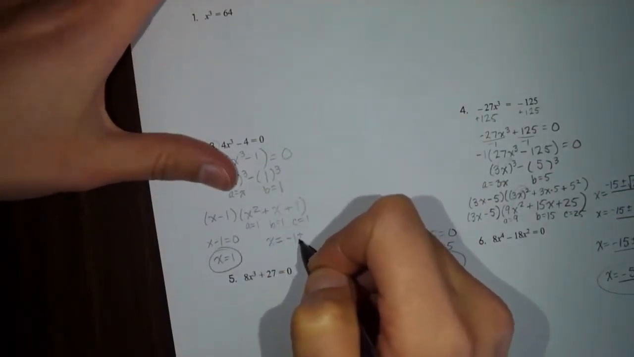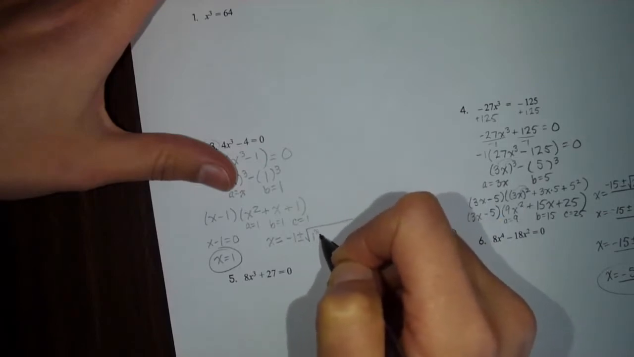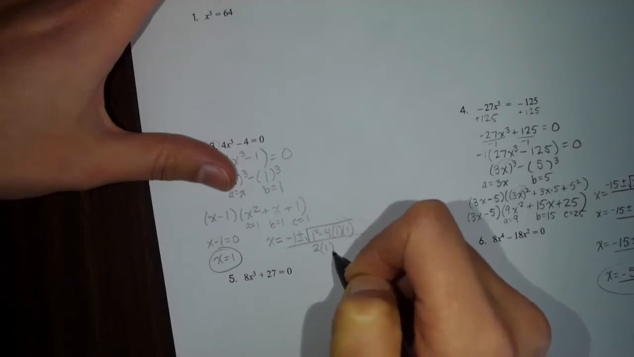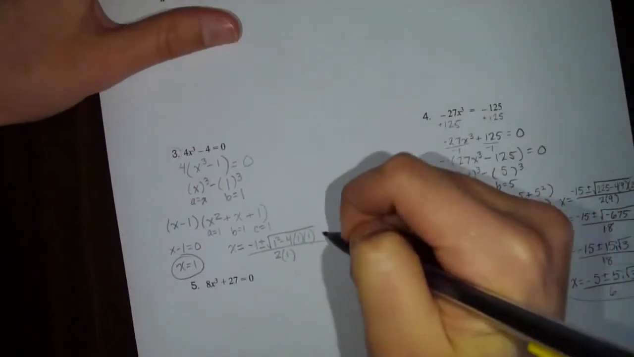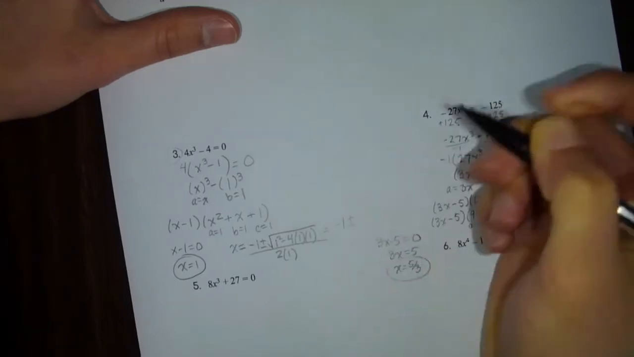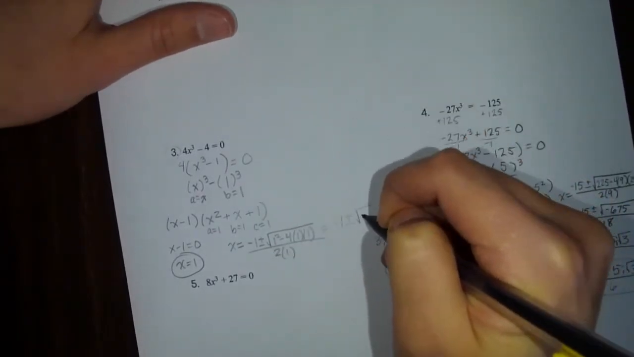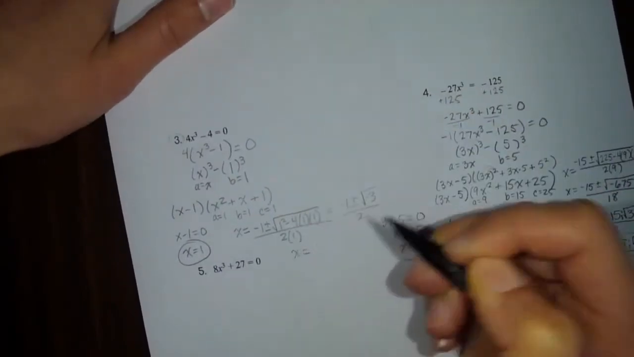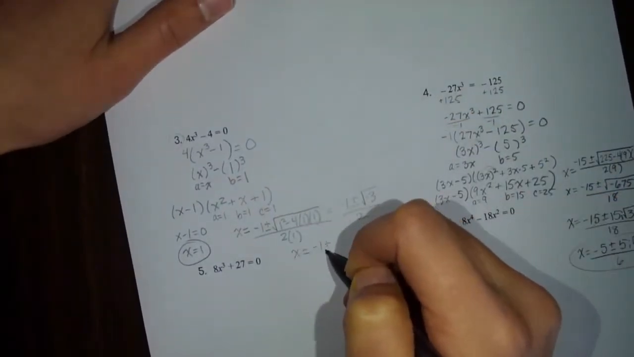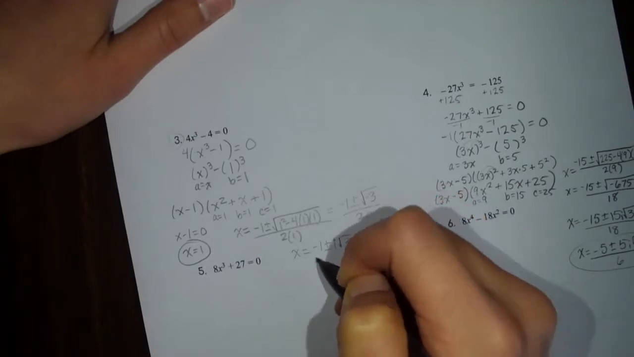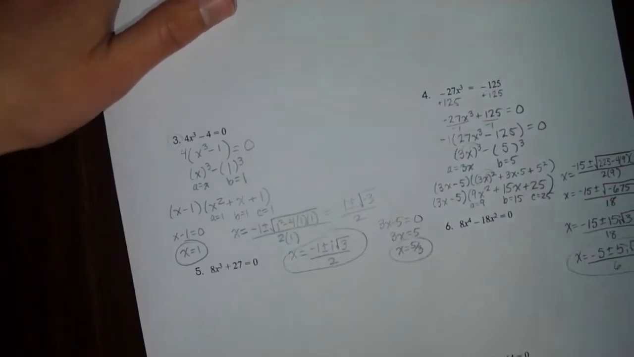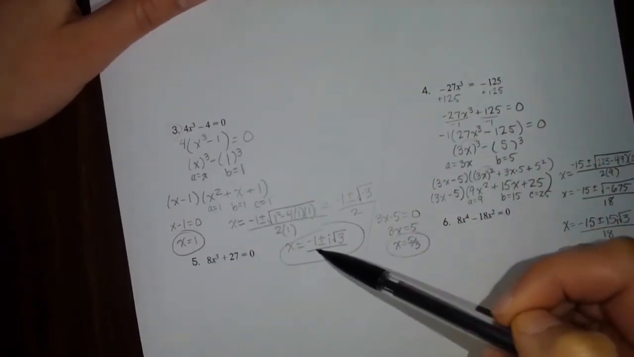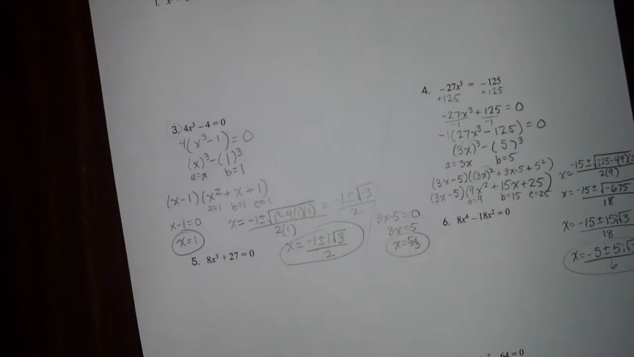So this is negative b plus or minus square root b squared minus 4 times a times c over 2a. So this would be negative 1 plus or minus 1 minus 4 is negative 3 over 2. And our final answer should be negative 1 plus or minus, take out that i, over 2. Okay, so our answer for number 3 is 1, and then negative 1 plus or minus i root 3 over 2.